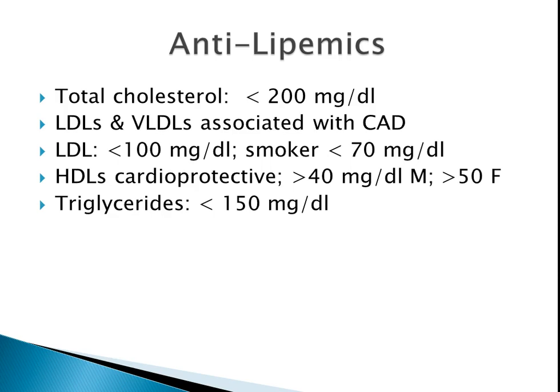LDLs, you want them to be below 100 milligrams per deciliter. But if you have a smoker, smoking makes you at risk for cardiovascular disease. So if you have a smoker, they may treat them with medication earlier because they have multiple risk factors for coronary artery disease. Now, like we said, the HDLs are cardioprotective. They want them above 40 milligrams per deciliter with the male and 50 with the female, especially postmenopausal.